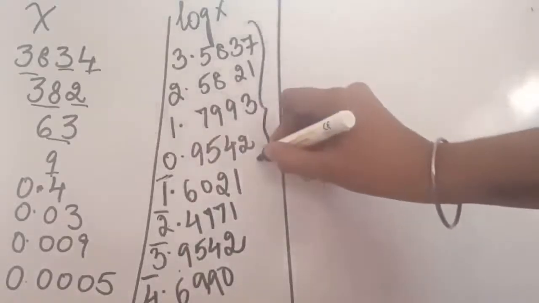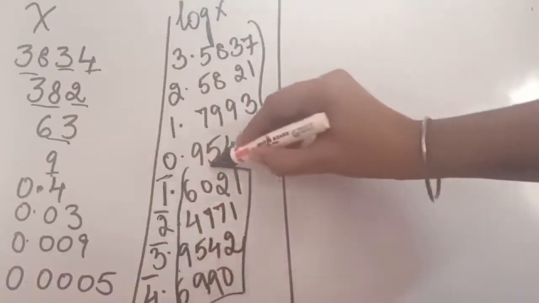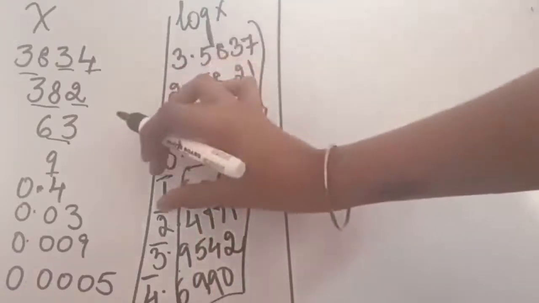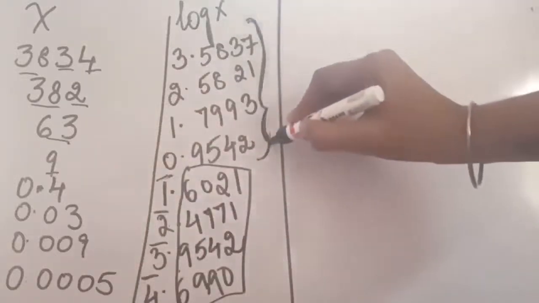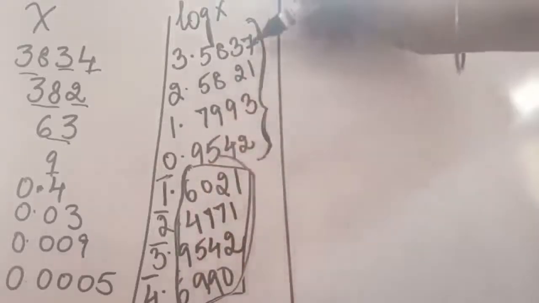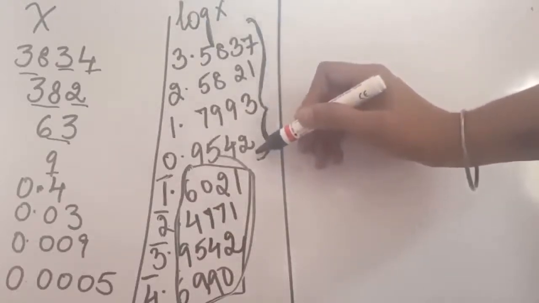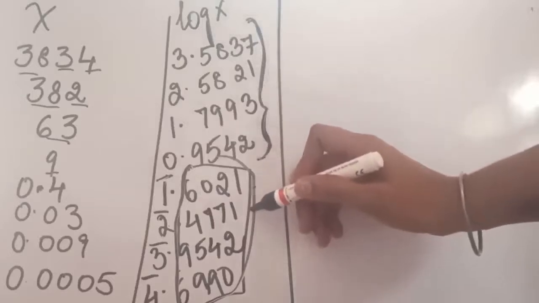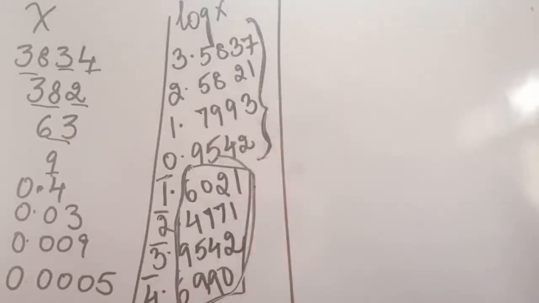All the positive values will be added together. And these values which have been given after the point, these are positive. It shows that only the first part is negative. The back part is all positive. So we will add these values, and we will add the after-point values also into it. It means 3.58 plus 2.58 plus 1.79 plus 0.95 plus 0.6021 plus 0.4771 plus 0.9542 plus 0.6990. We will calculate this much first.